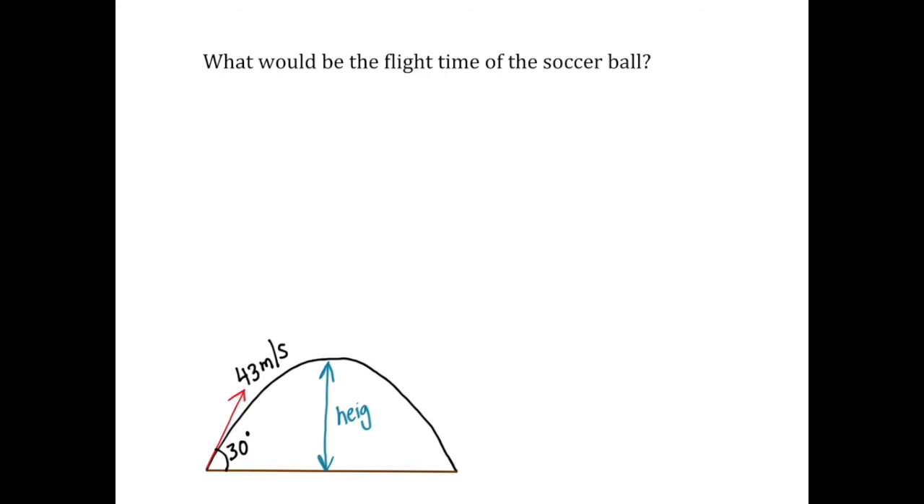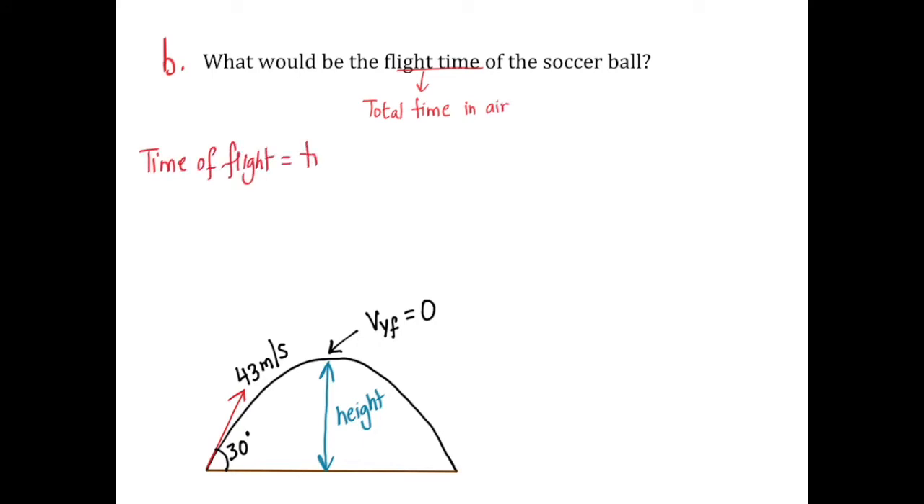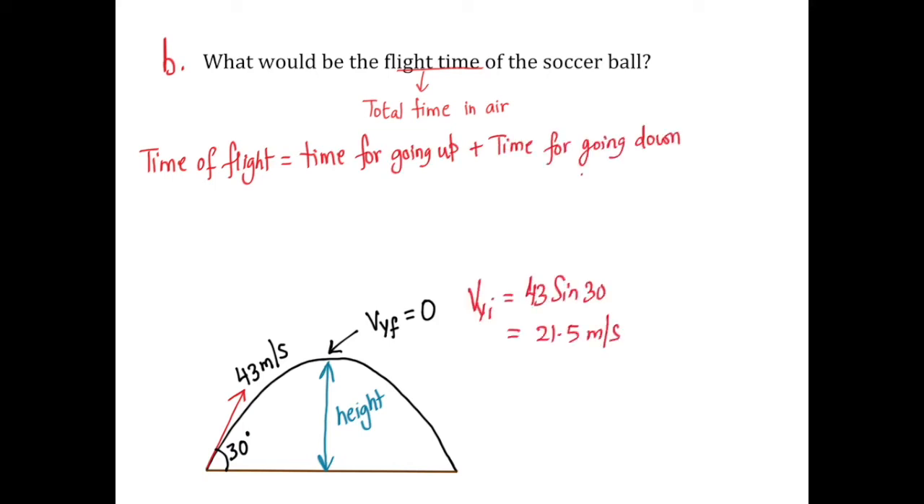Now the second part is asking what would be the flight time for the soccer ball. It's the same diagram, same information as was given to us. The time of flight means the total time in the air. That means it's the time for going up plus the time for going down. So we'll find the time for going up first. We know that the initial vertical velocity was 21.5. The final velocity at the maximum height is equal to 0. Again, we are talking about vertical velocity.